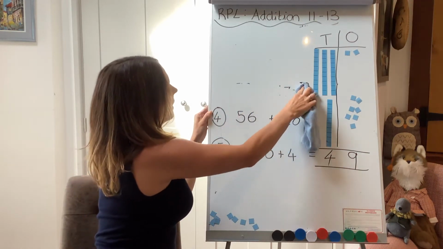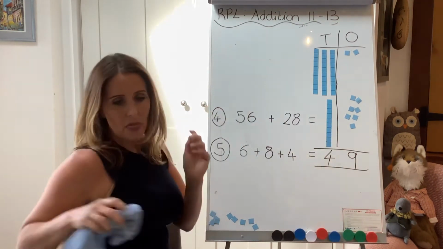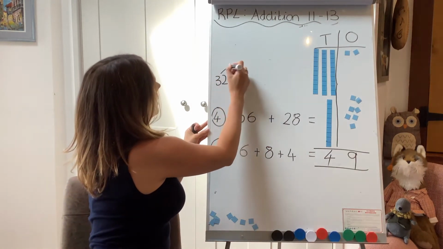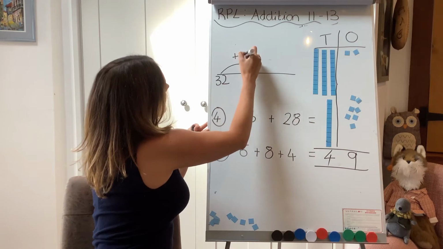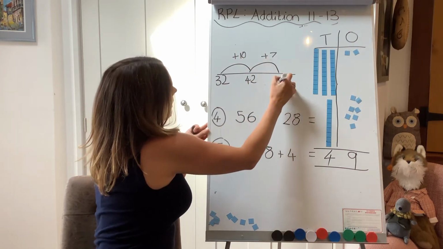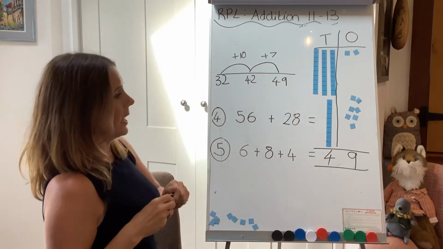If you did that one on a number line, so 32 and 17, you could start at 32, add on 10, which would get you to 42, then add on 7, which would get you to 49 as well.